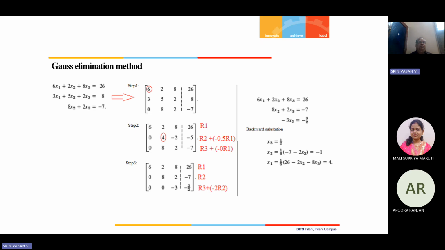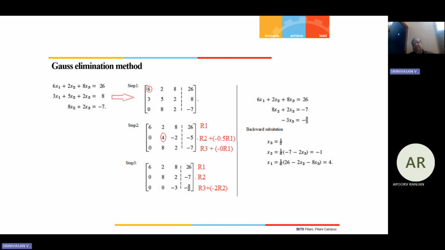But in this problem, it so happened you are already having 0. Then you may ask one question. Here it is given R3 minus 0 into R1. So that is not necessary because it is already 0. There is no point in just multiplying by 0 and then subtracting. You don't need to. Anyway, just for understanding it is shown. But remember, since it's already 0, no operation is required.